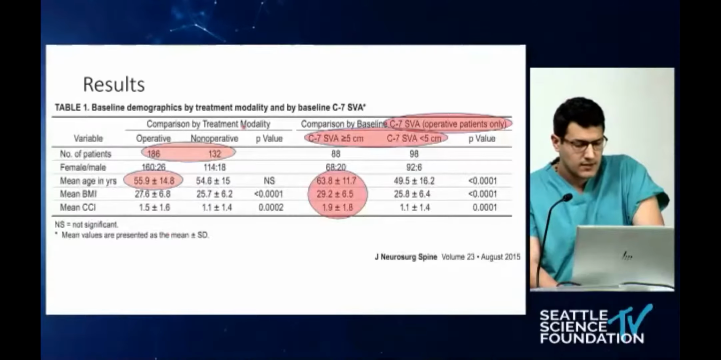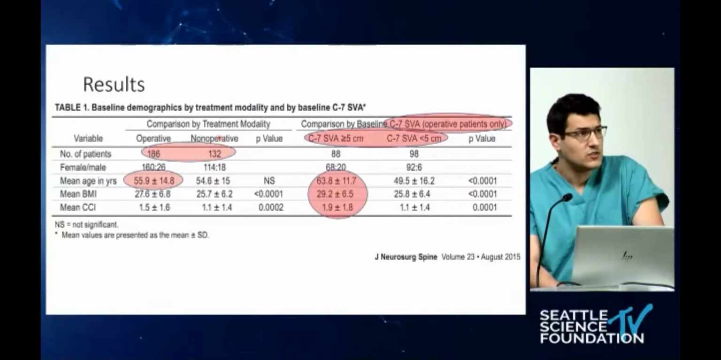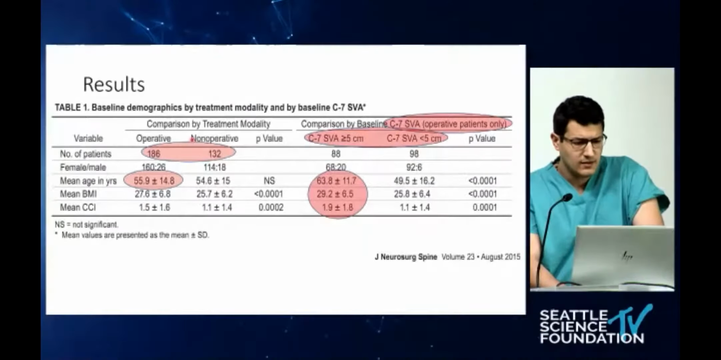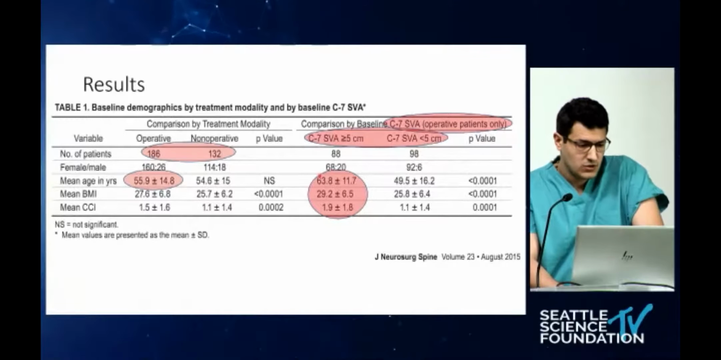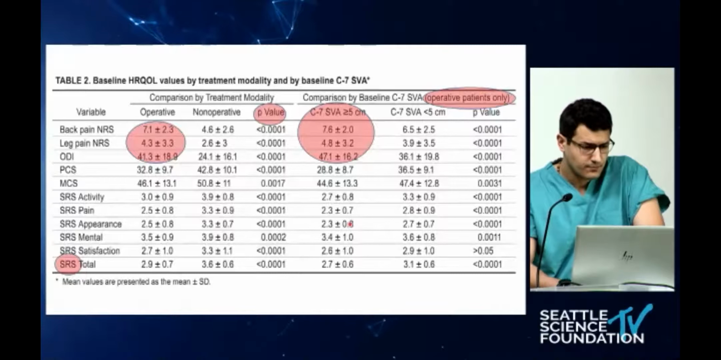So regarding the results, the total of patients included was around 318 patients. Mean age was around 60. And when they subcategorized the patients between SVA more than 5 and less than 5, they found that patients who had operation and with SVA more than 5 had a higher mean age, higher BMI, and higher comorbidity index.